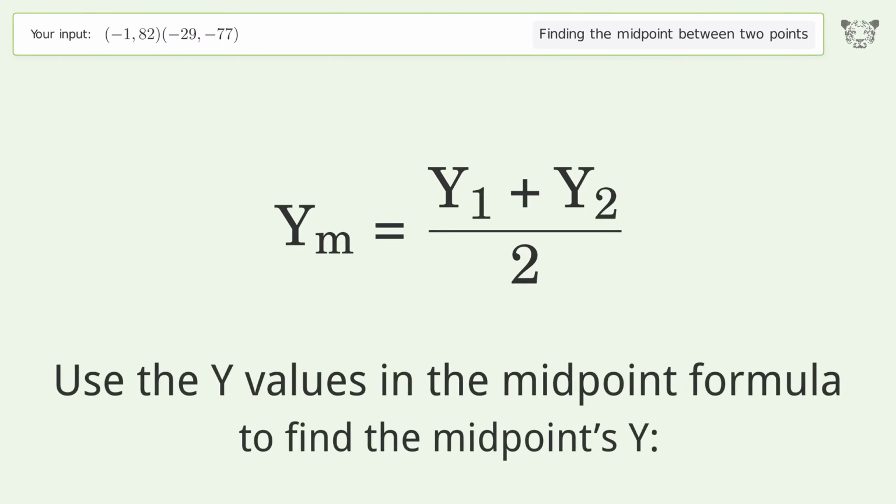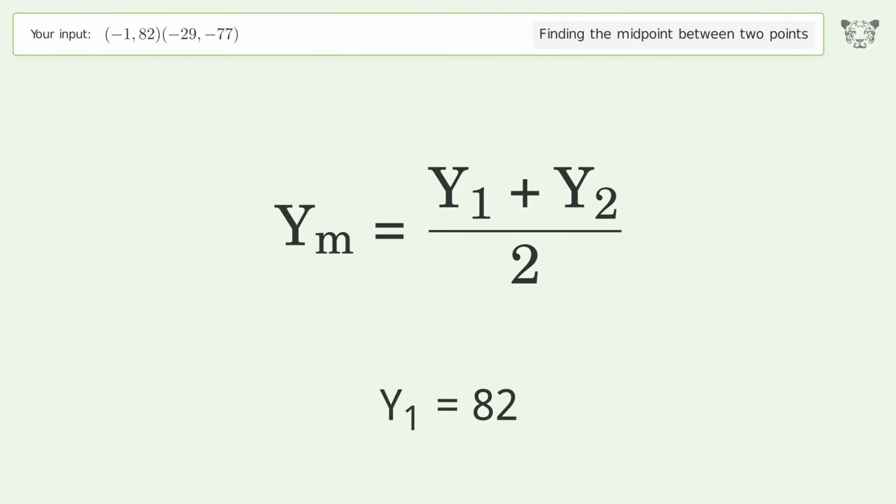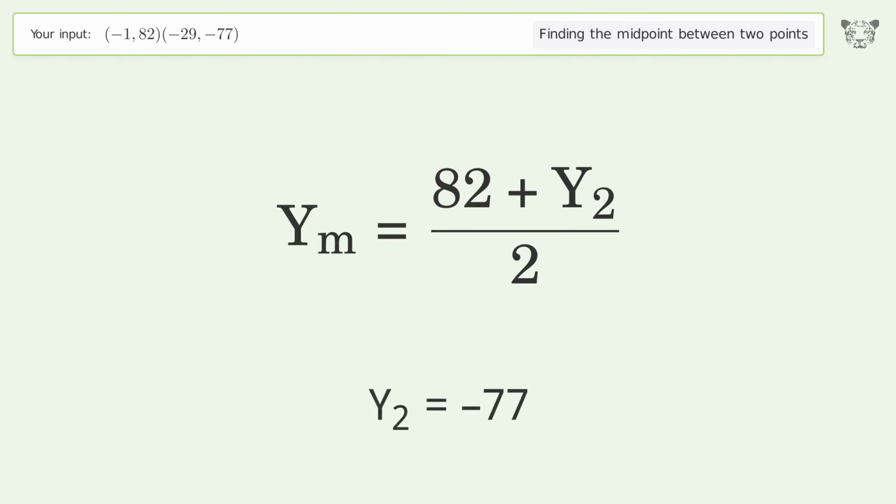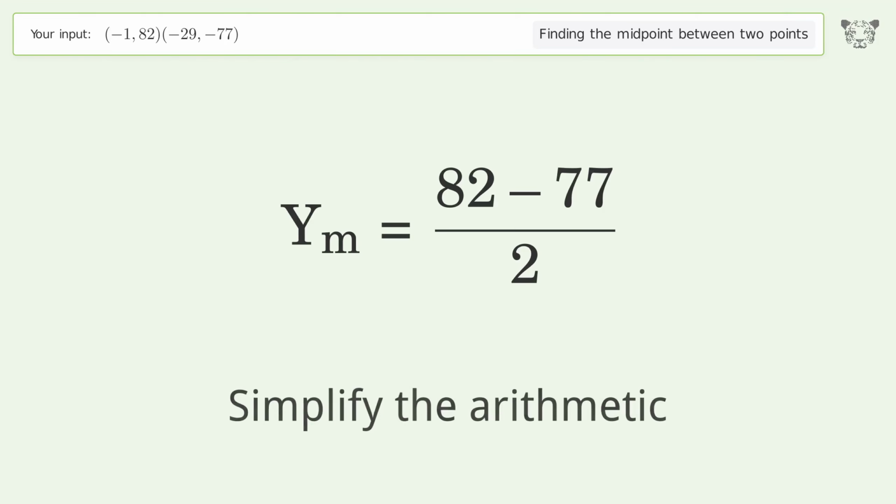Use the y values in the midpoint formula to find the midpoint's y. y1 equals 82. y2 equals -77. Simplify the arithmetic.